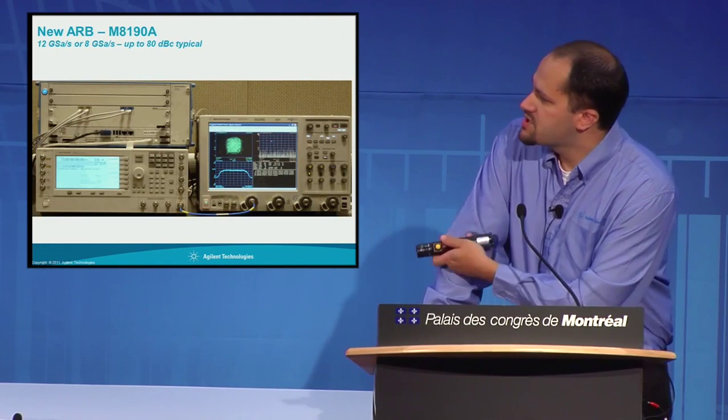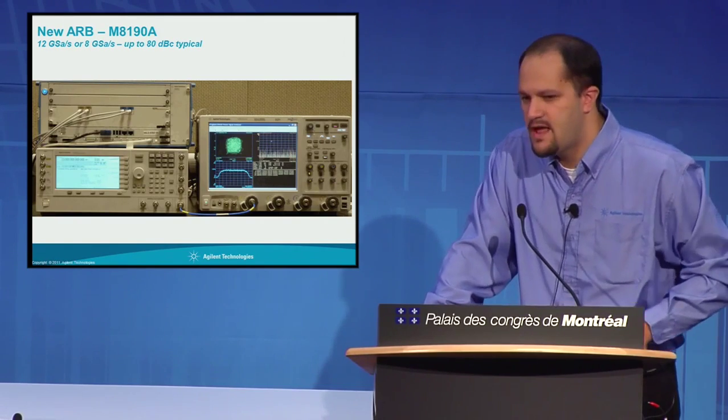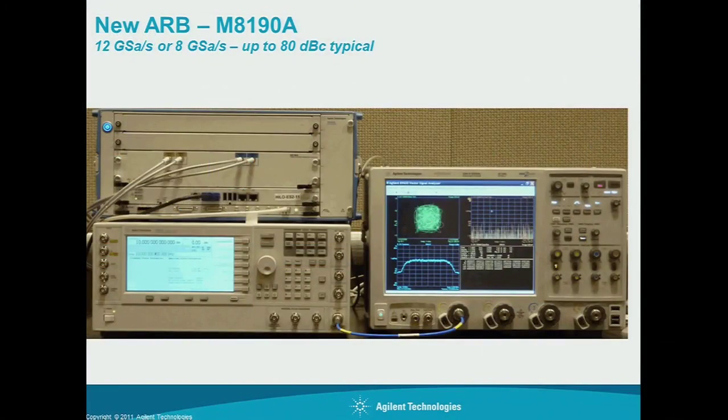So a new approach is a new arbitrary waveform generator that we have that enables even wider bandwidth. So we can go 12 gigasamples per channel or 8 gigasamples per channel, which can give us up to 80 dBc of dynamic range. And you're really, again, looking for that large notch depth. Again, up converted, and then we feed this one directly into a scope.